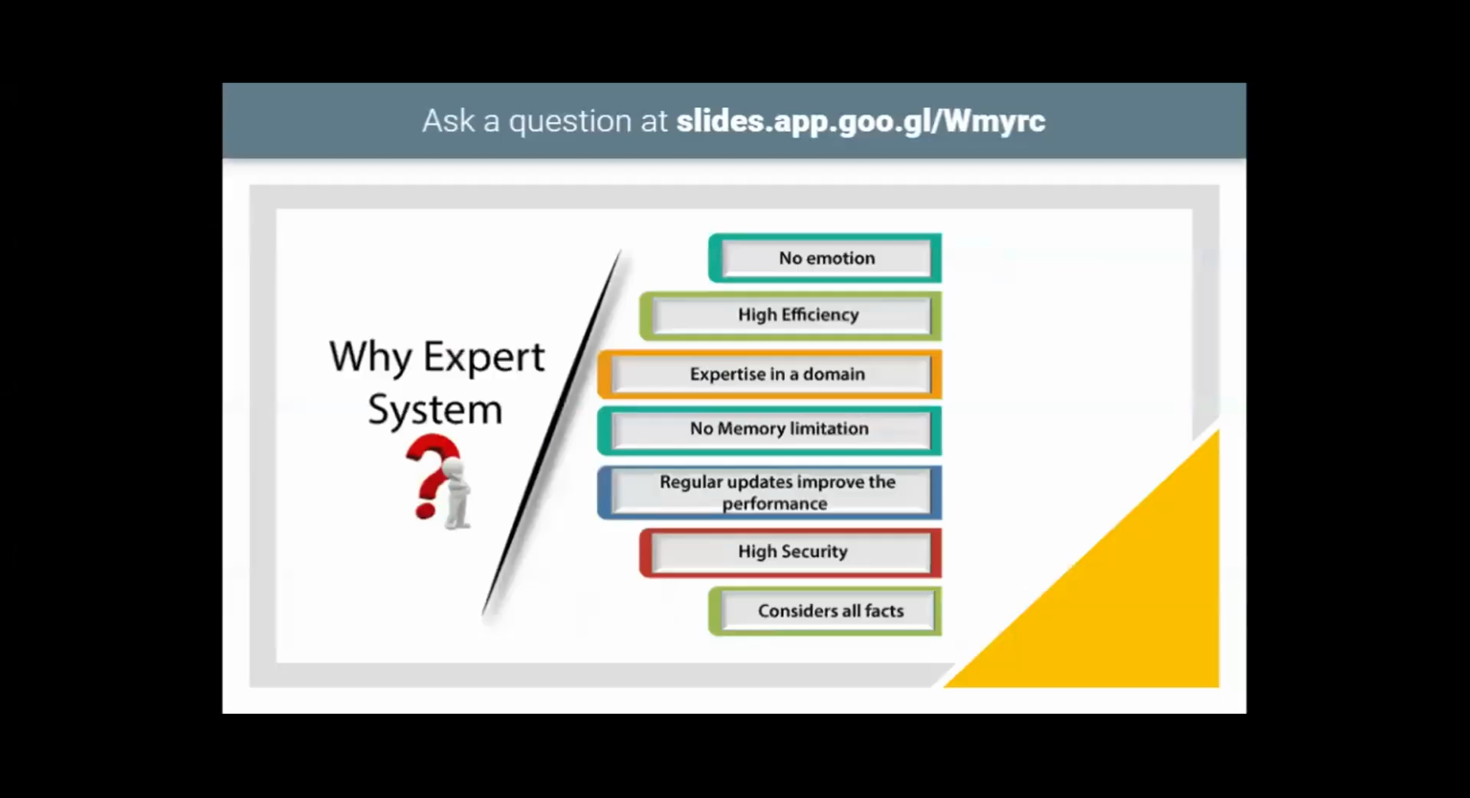Okay, why expert system? Because there are no emotions involved inside the machine, high efficiency, expertise in a domain, no memory limitations, high security. Next.